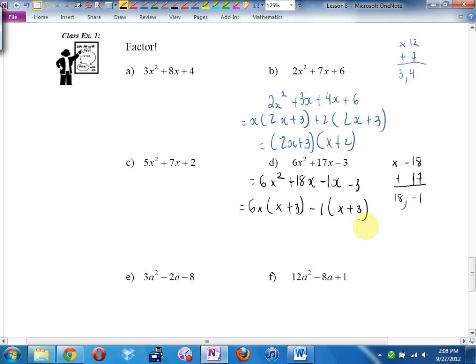Yeah? I was going to factor out a positive one from the second. That doesn't work. Negative one if you want to get the brackets to match. Final answer, there's an x plus 3 and a 6x minus 1. Yep.